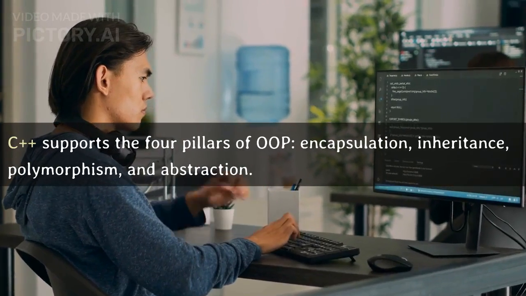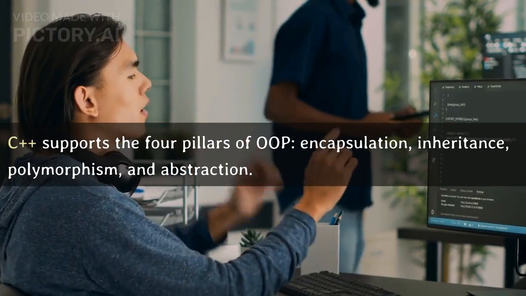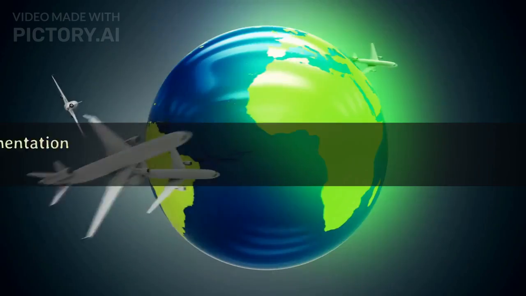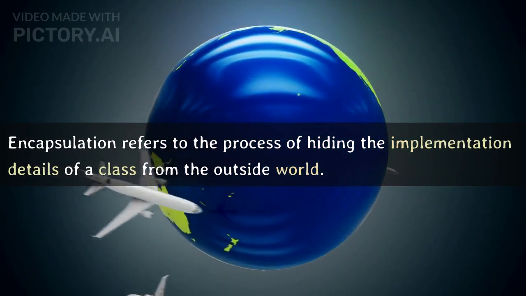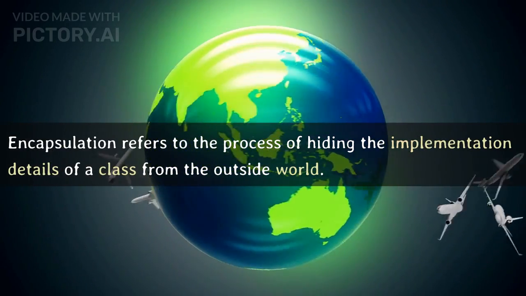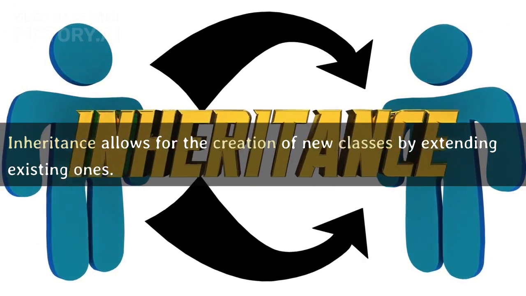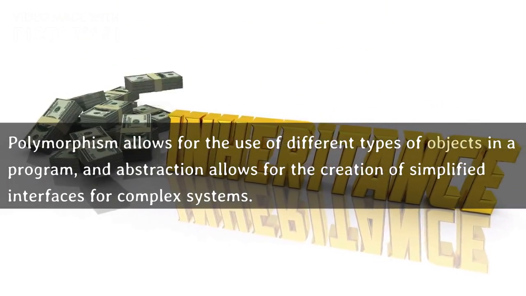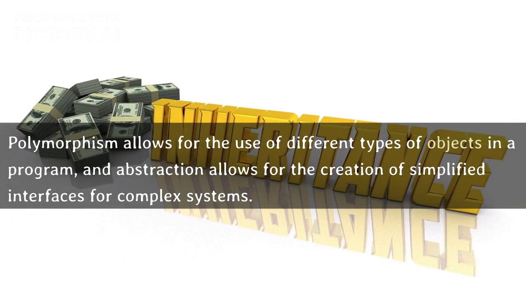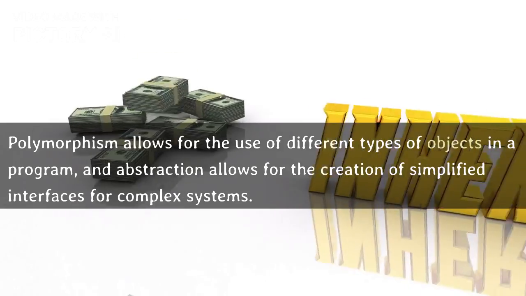C++ supports the four pillars of OOP: encapsulation, inheritance, polymorphism, and abstraction. Encapsulation refers to the process of hiding the implementation details of a class from the outside world. Inheritance allows for the creation of new classes by extending existing ones. Polymorphism allows for the use of different types of objects in a program, and abstraction allows for the creation of simplified interfaces for complex systems.